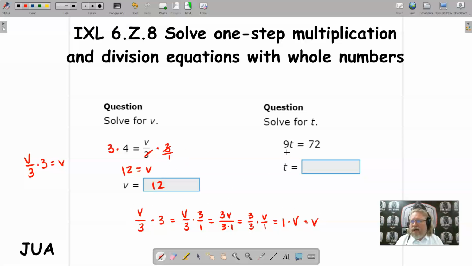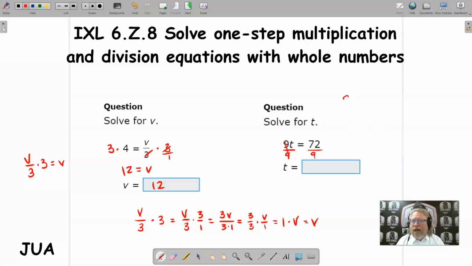All right, so 9t equals 72. So the 9 is tied to the t through multiplication. The opposite operation is division. Every fraction is a division problem. We're going to divide by the very number we want to get rid of, which is 9. And what we do to one side, we have to do to the other side as well. So these 9s are going to just cancel each other. And you're like, well, what do you mean the 9s just cancel each other? Well, let's take a look at that. And it's just going to equal t.